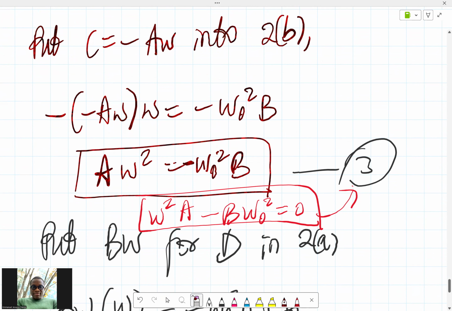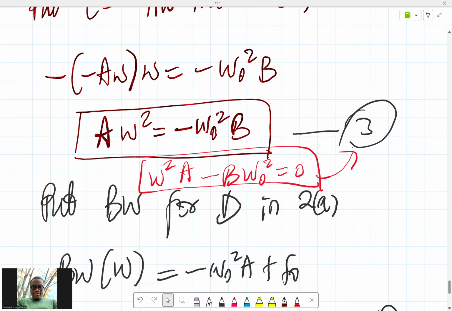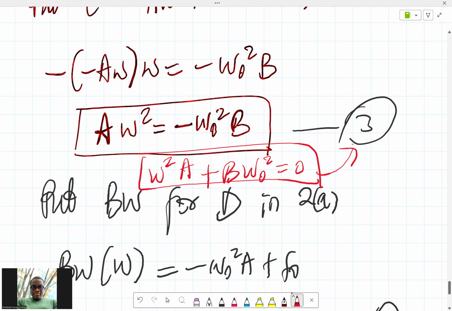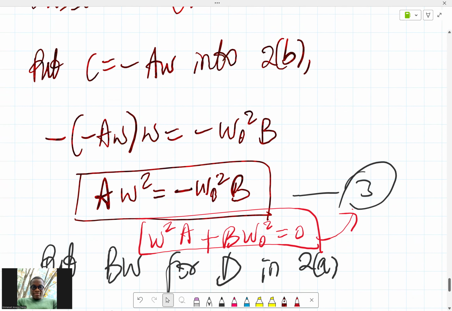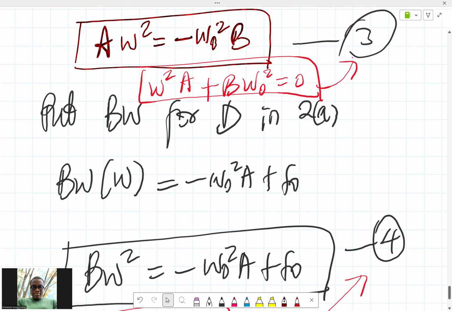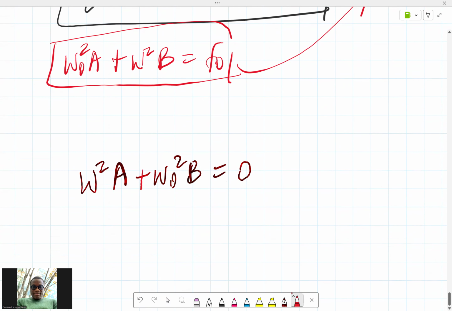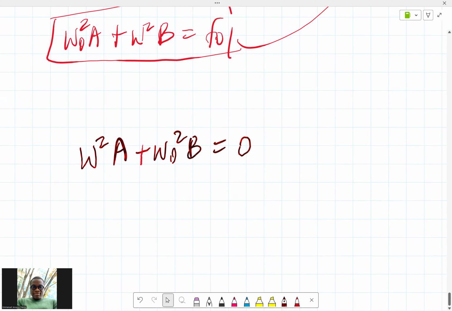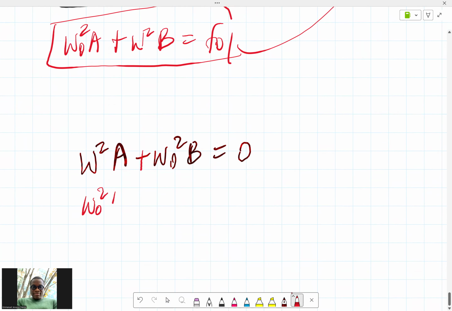So this is still minus this. So when it comes here, it becomes plus. Thank God I didn't miss that. So that's plus, right? So here it's plus. Okay. And here we have omega naught squared a plus omega squared b equals f naught. So from the look of things, we need to balance up.